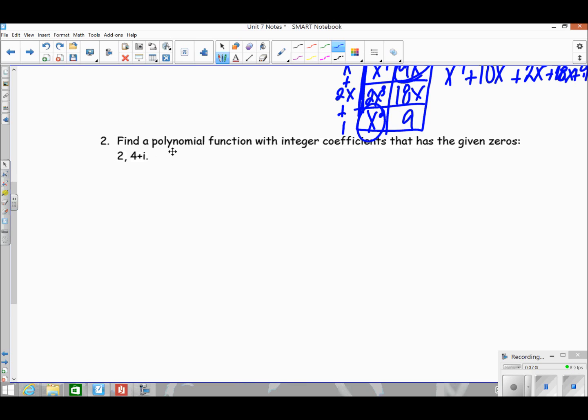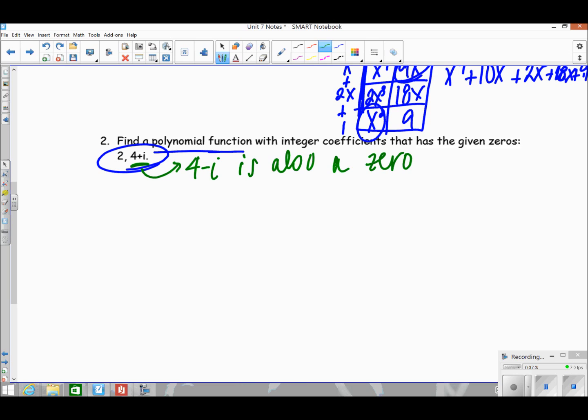So this one wants you to find a polynomial function or polynomial equation with integer coefficients that has the given zeros. So it gives us only 2 zeros, but because you have a complex zero, that means its conjugate, 4 minus i, is also a 0. So that means we actually have 3 zeros to this equation, which means we have a degree 3 polynomial.